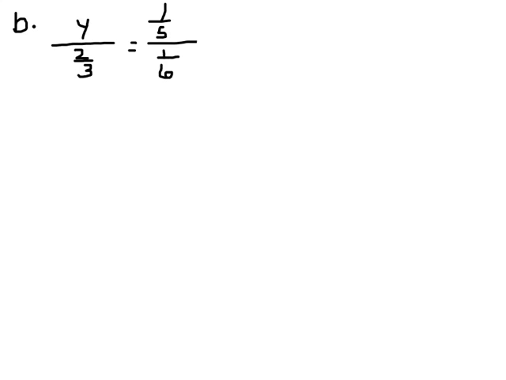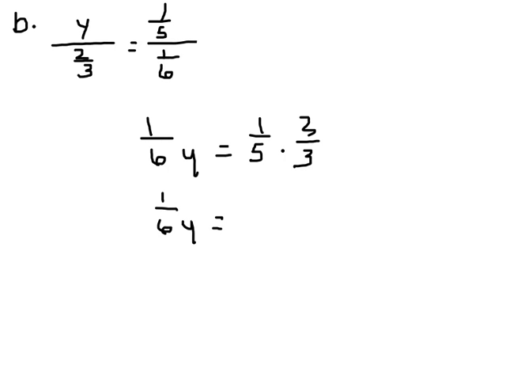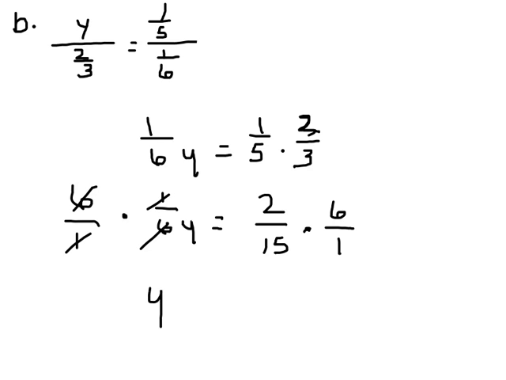Alright, here the variable is y, but we'll do it the very same way. 1 sixth y equals 1 fifth times 2 thirds. So 1 sixth y, if I do that multiplication on the right, I'm going to get 2 over 15. And then I'm going to invert and multiply. Cross all of these out, leaving y by itself.